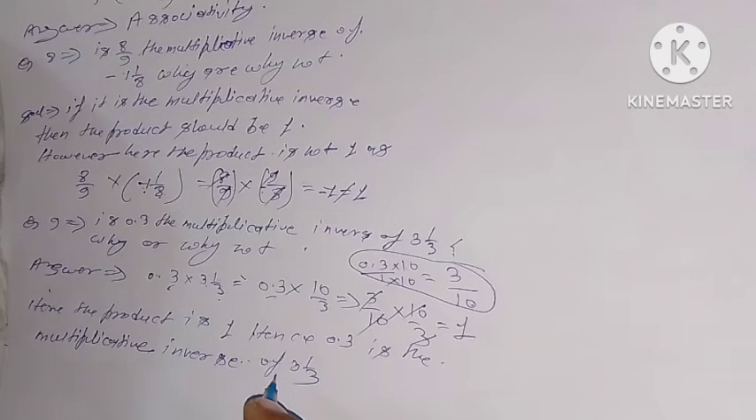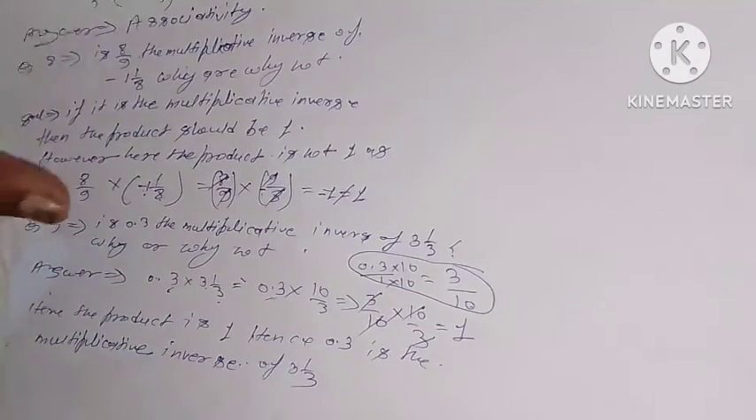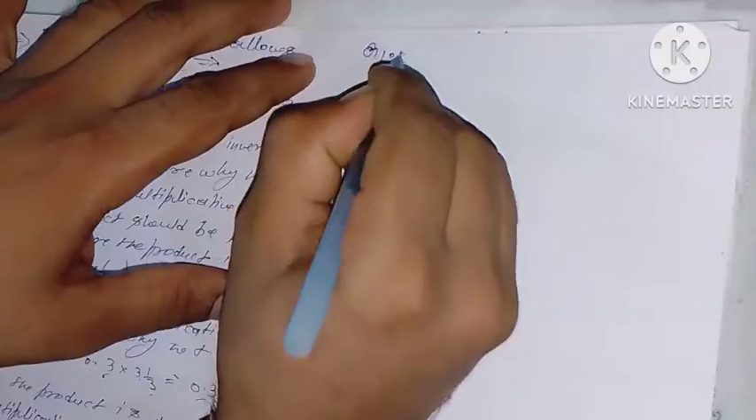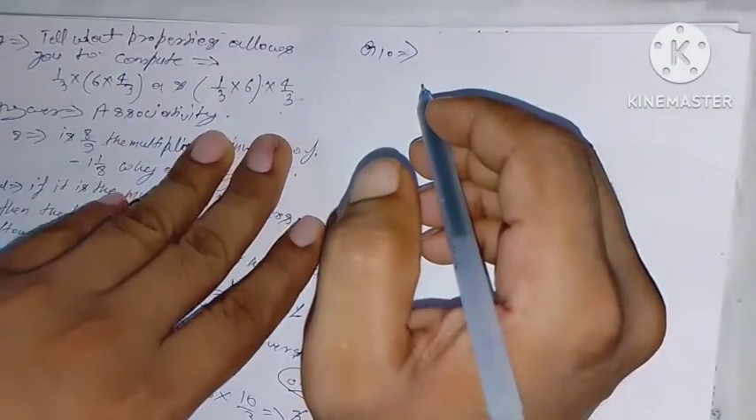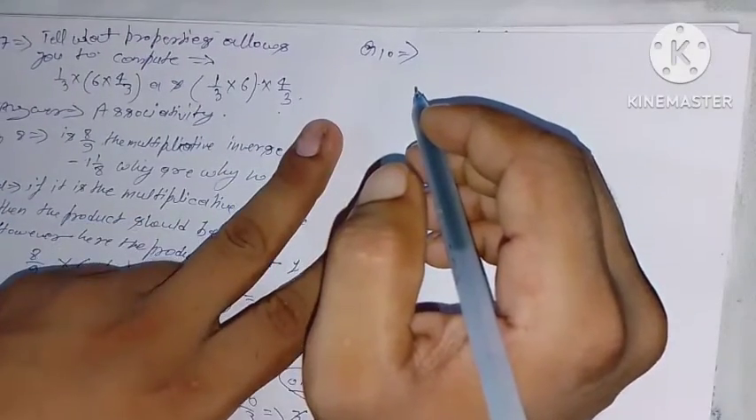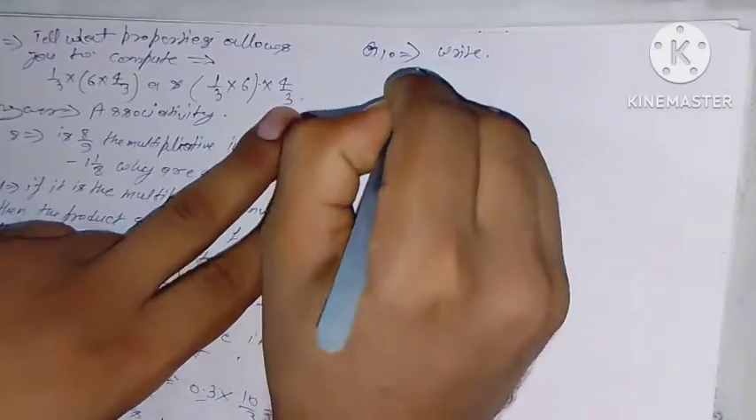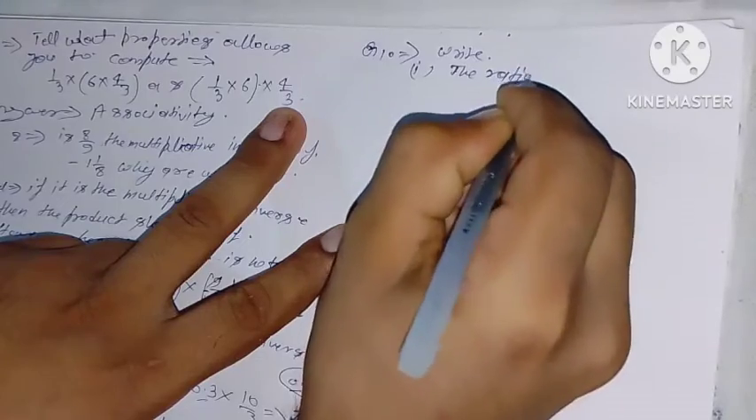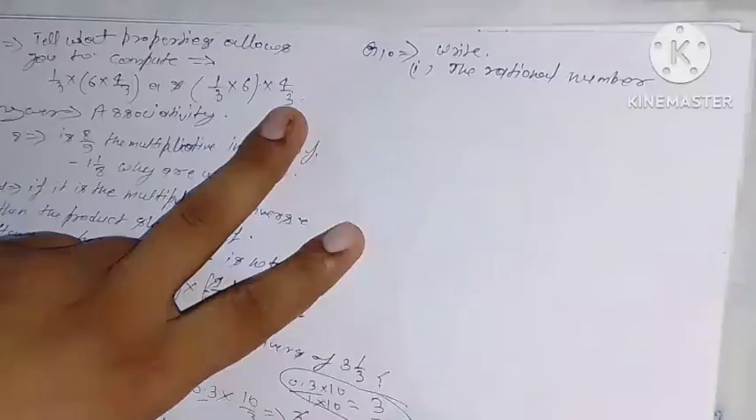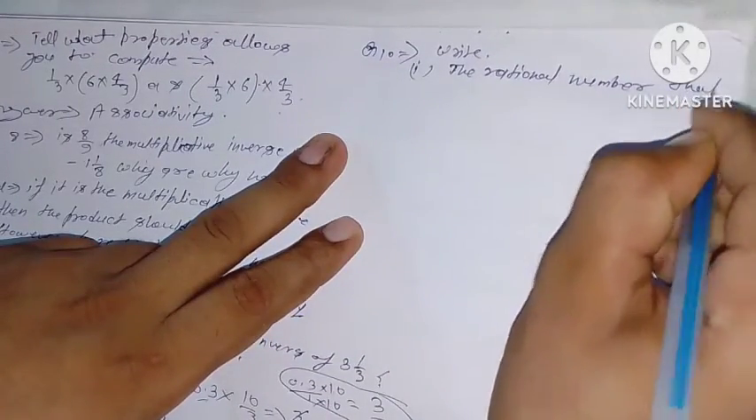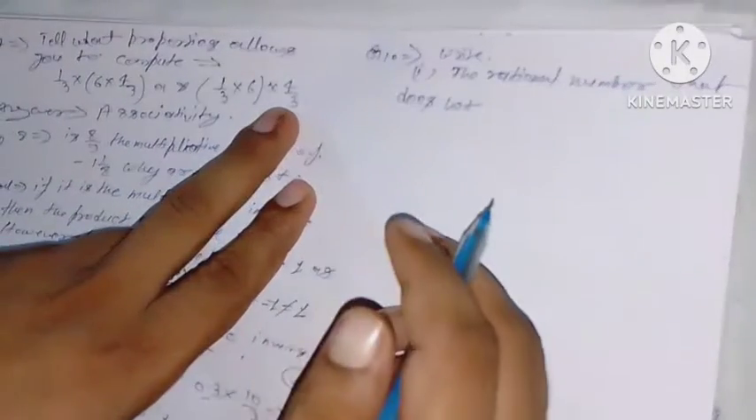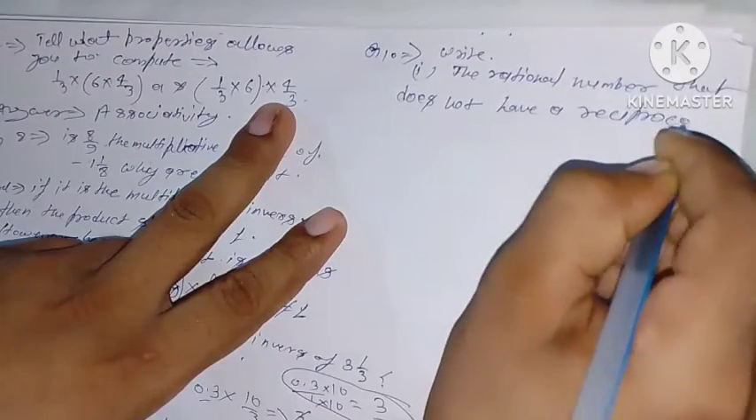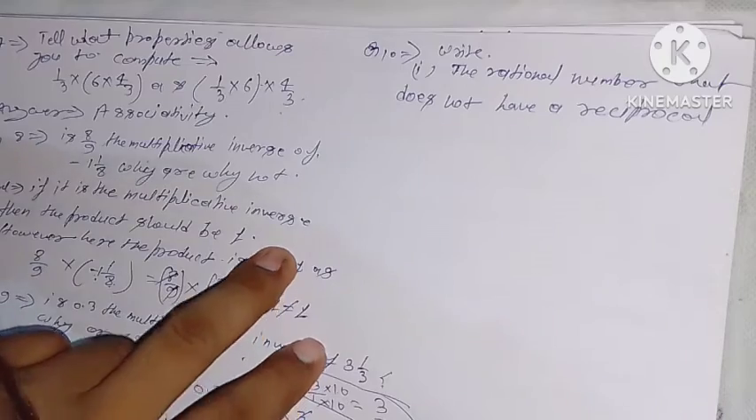Question number 10. First question: the rational number that does not have a reciprocal. Answer.